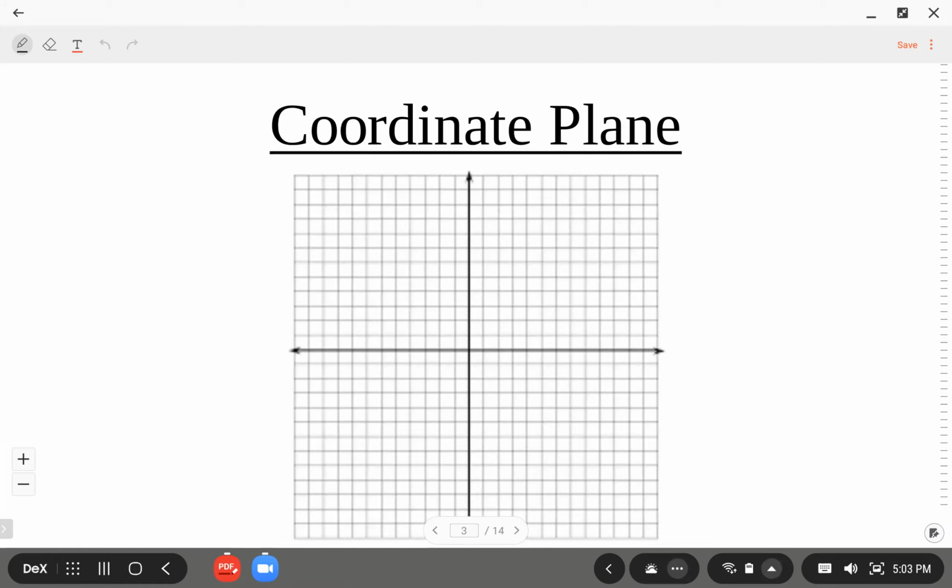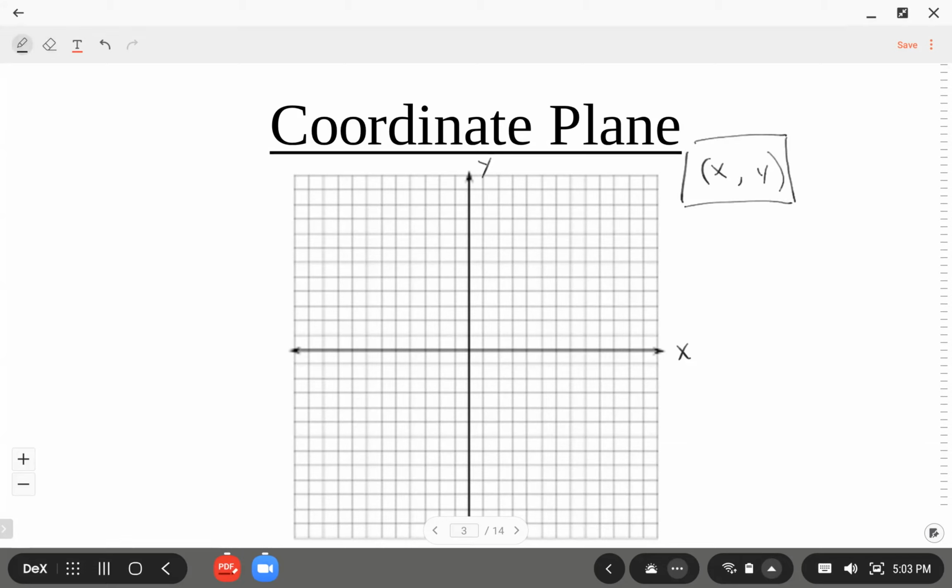So on the coordinate plane, the horizontal line would be the x, right? And then the vertical one would be the y. And when you graph a point, let's say right here or right here, any point on the line, you have to express it in this x and then y coordinate form. Always when you graph a point, it will be in this form.